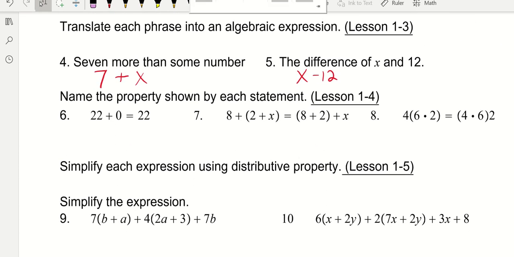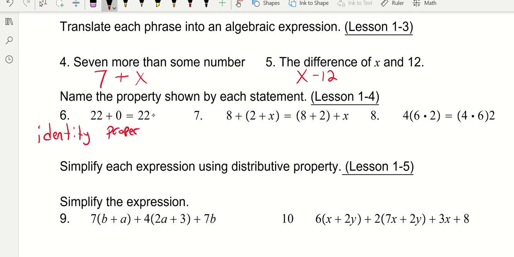Okay, name the properties shown by each. Number 6, 22 plus 0 equals 22. So we are adding 0 to a number, and the sum is still whatever number we started with, which in this case is 22. This is the identity property of addition. Now, the identity property of multiplication is when we multiply by 1.